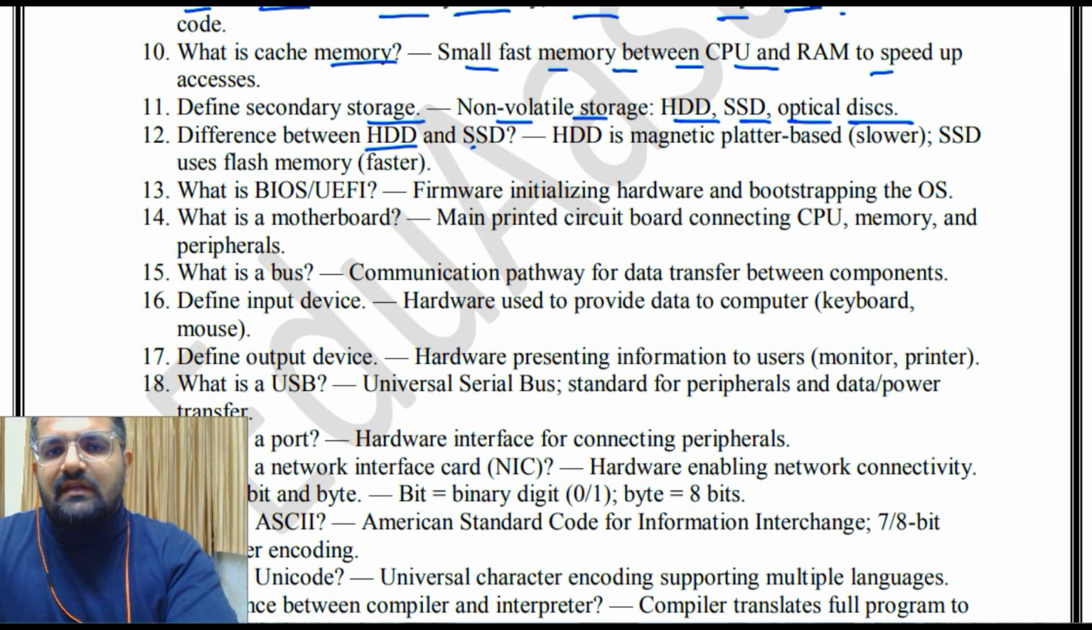Difference between HDD and SSD. So HDD is a magnetic platter based, slower, and SSD uses flash memory, faster.